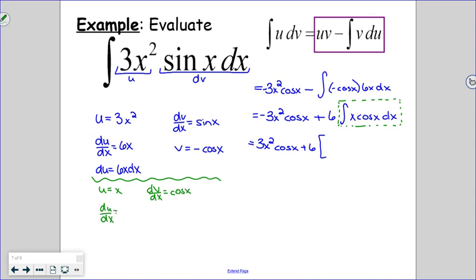Take our derivative of u. du equals dx. Our antiderivative over here would be sine x. And fill in my formula here. So u is x times v is sine x minus the integral of v, which is sine x, times du, which is dx.